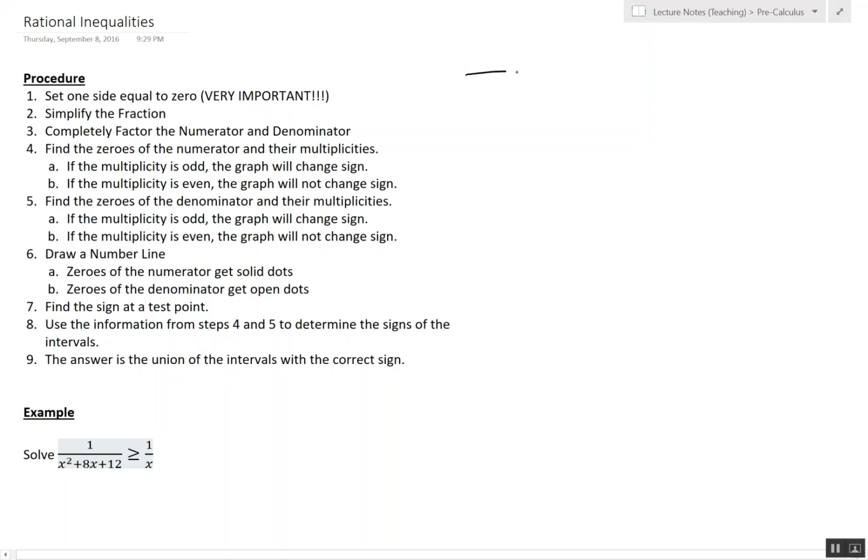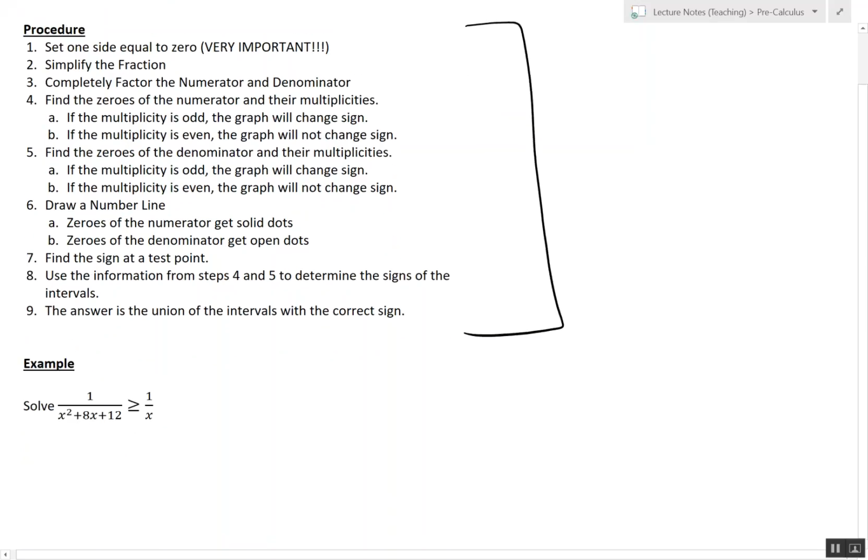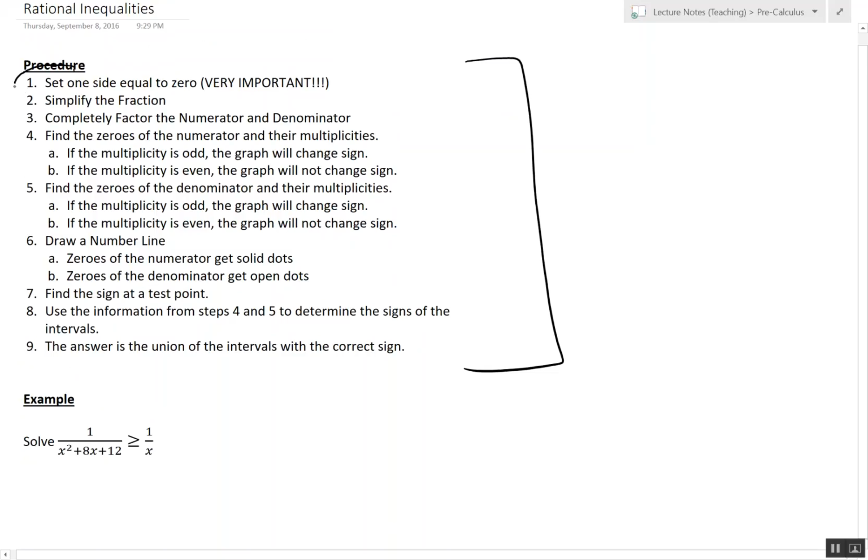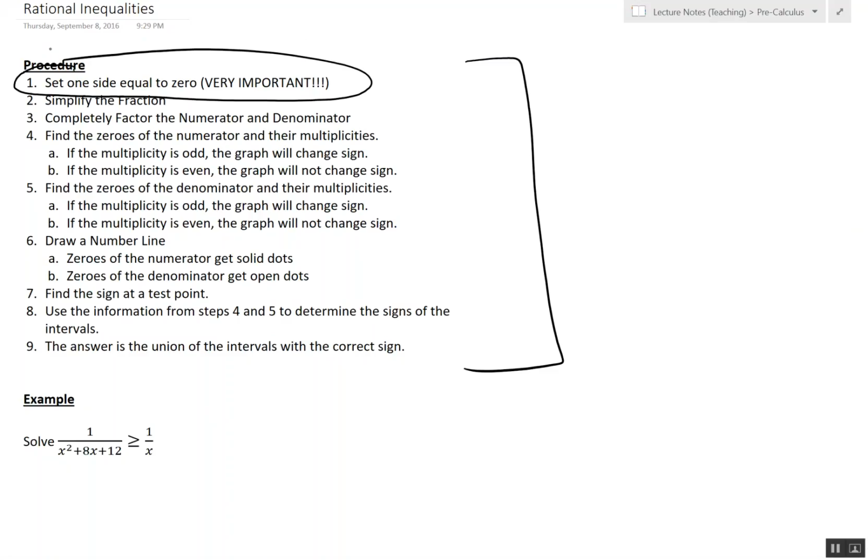So this does have a nice lengthy procedure, but a lot of it mimics the procedure used to graph rational functions. So a lot of it is not unfamiliar, especially steps 3 through 5. So let's do this procedure here, but one thing I want to note in particular is number 1. Set one side of the inequality equal to 0. This is very important. If you do not do this, you are not doing the problem correctly.